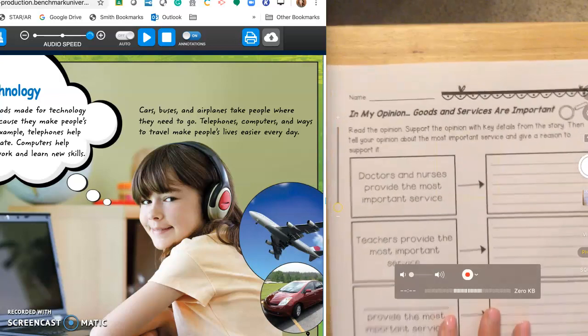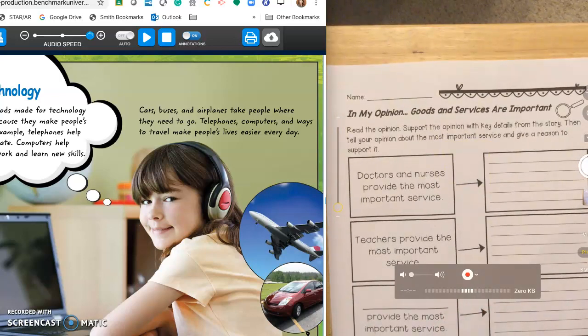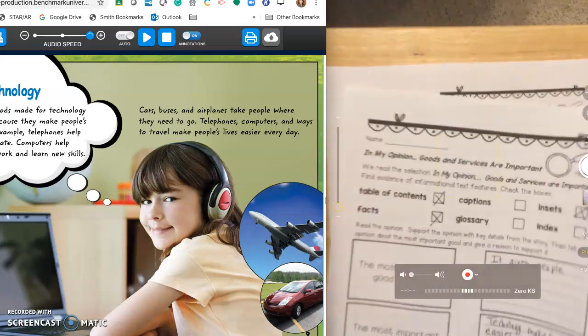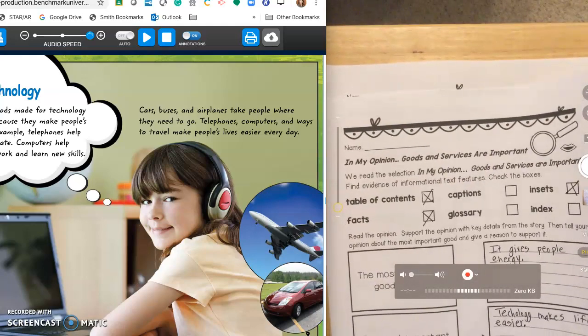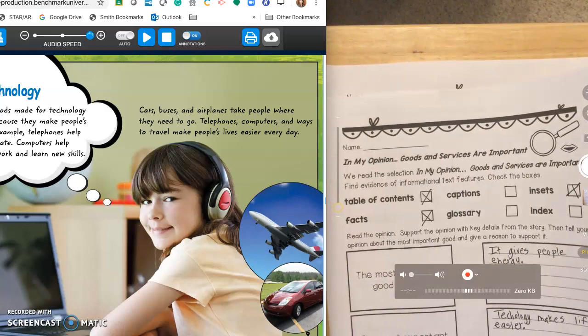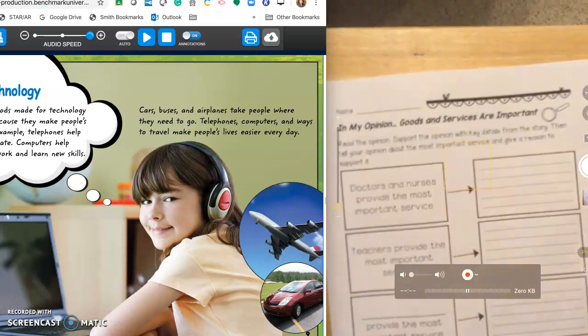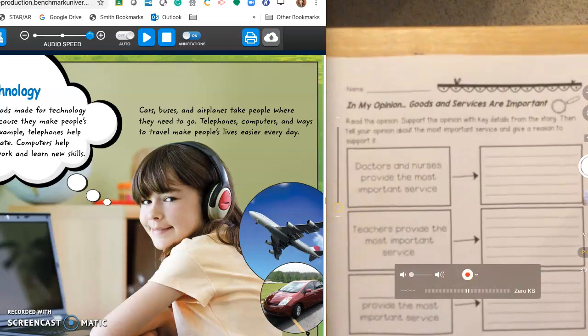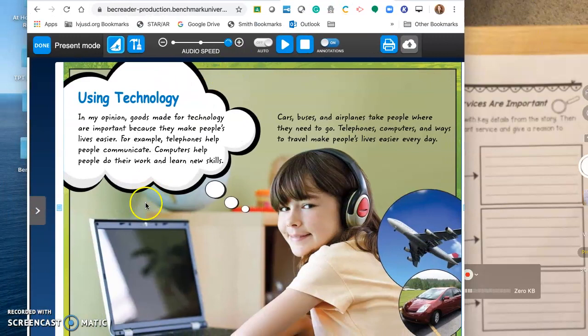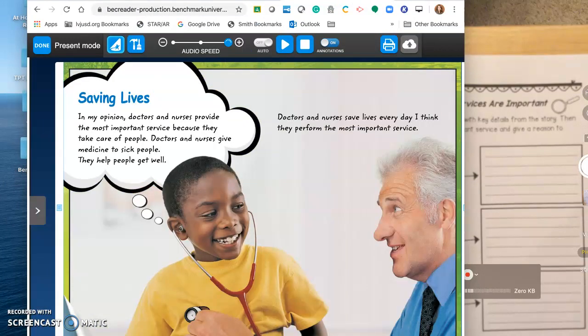Okay, so now we're going to reread the parts about services and look for evidence in the text. Remember, we're also still looking for an index and glossary and captions. I haven't seen those yet, okay? All right, the next part is about doctors and nurses. So we're going to flip, I think we passed that page right here, saving lives.